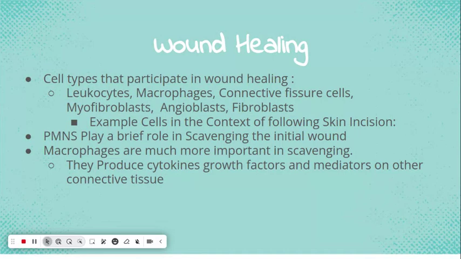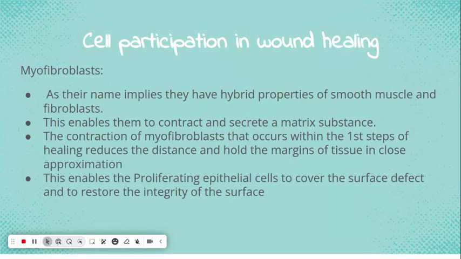So PMNs play a brief role in scavenging the initial wound. The macrophages are the most important scavengers, and they're going to come in and clean up the rest of it. They then produce cytokine growth factors and mediators on other connective tissue. And these are going to start stimulating different cells to produce different things, so wound healing can begin.